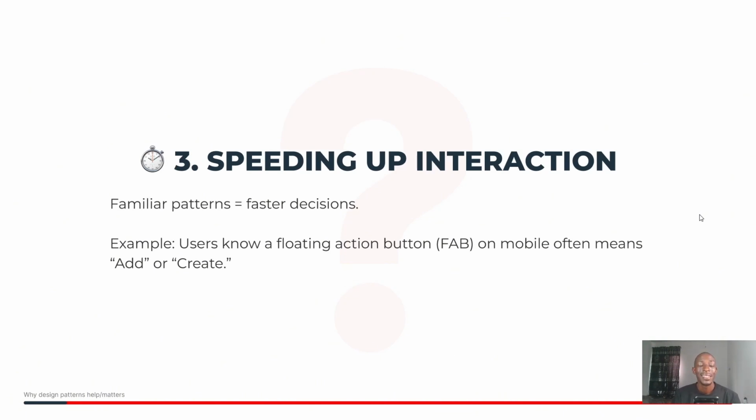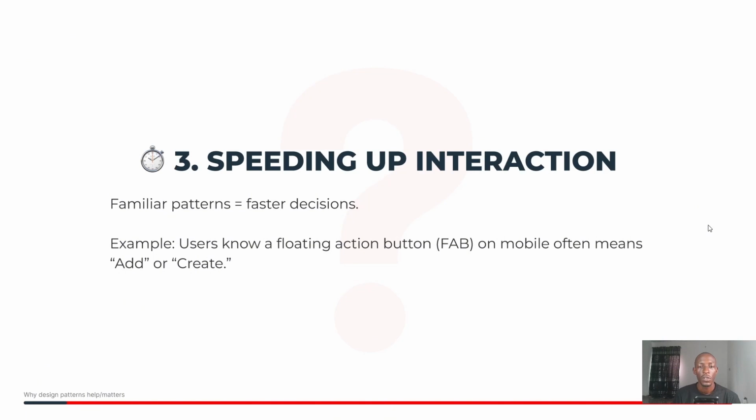Familiar patterns equal faster decisions. Very, very true. If a user is being onboarded on a new application and sees input fields that say first name, last name, phone number, quickly they know what to do. It speeds up the interaction. They don't need to start thinking, oh, what exactly does this input field do? If I click here and I see the cursor blinking, does it mean I can start typing? No. They have seen those patterns before, so it just speeds up interactions.